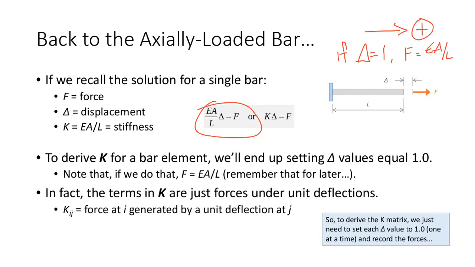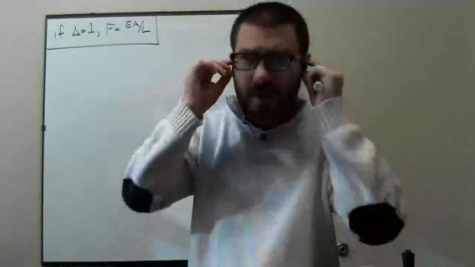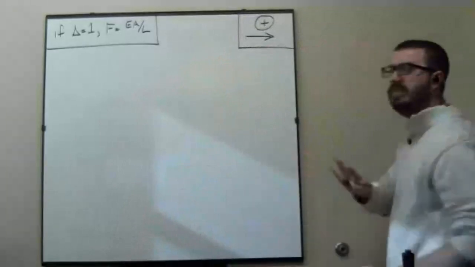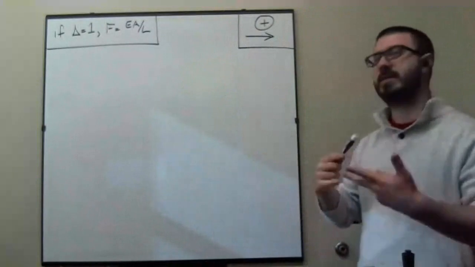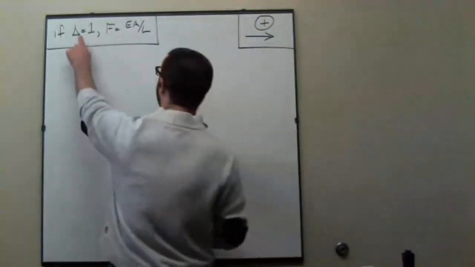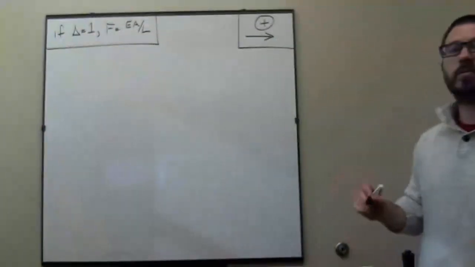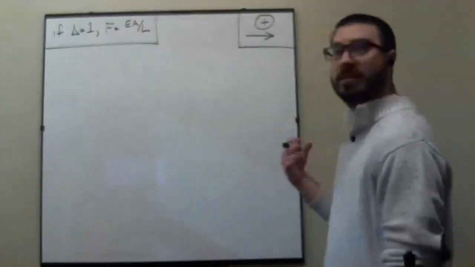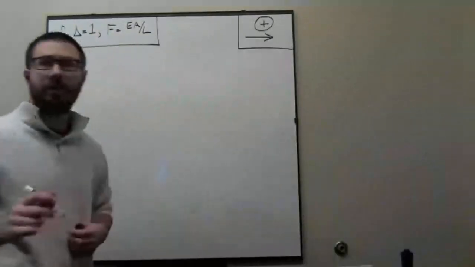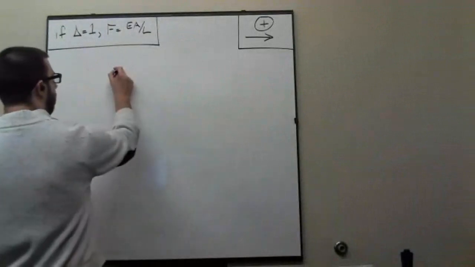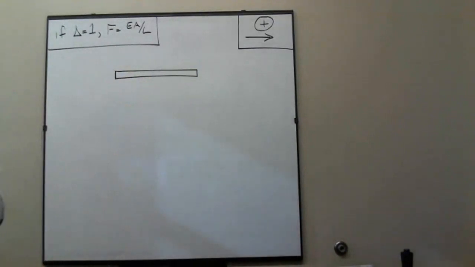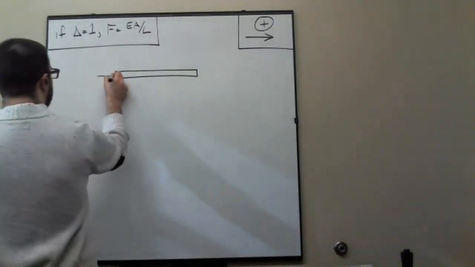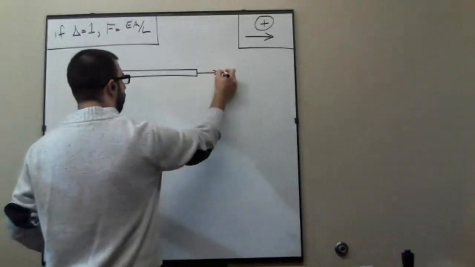Okay. All right. So I want to look here on the board real quick. I've got here on the board the two notes that I really want you to burn in your head: the idea that all the forces and displacements acting to the right are positive, and this term right here. If delta equals 1, then the force is EA over L. So if I look at a given bar element, the bar element has 2 degrees of freedom. It has one right here and one right here.